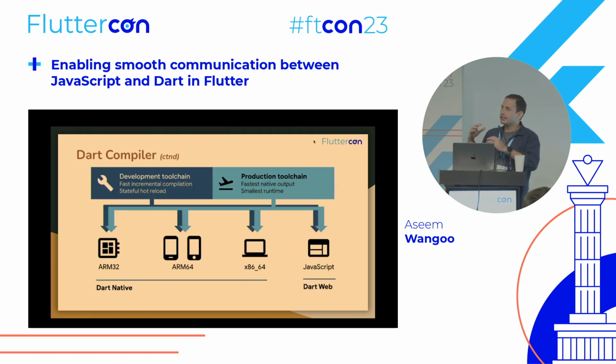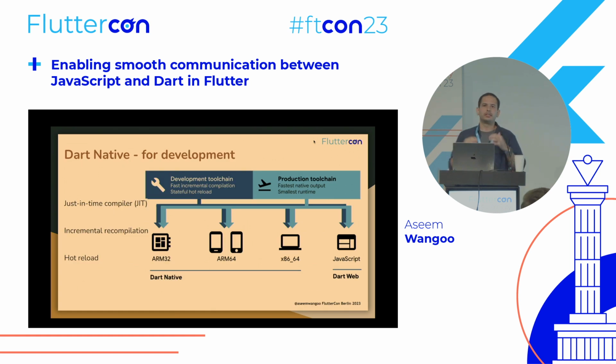Cool. So for this Dart compiler, there is a development workflow for Dart native, as well as a production workflow for Dart native and Dart web. You can see this diagram, and this diagram will be followed in 2-3 slides more. On the left-hand side, you can see the Dart native, which is being targeted by the Dart compiler for ARM32, 64, x86. And then there is this Dart web, which is currently targeted at JavaScript.